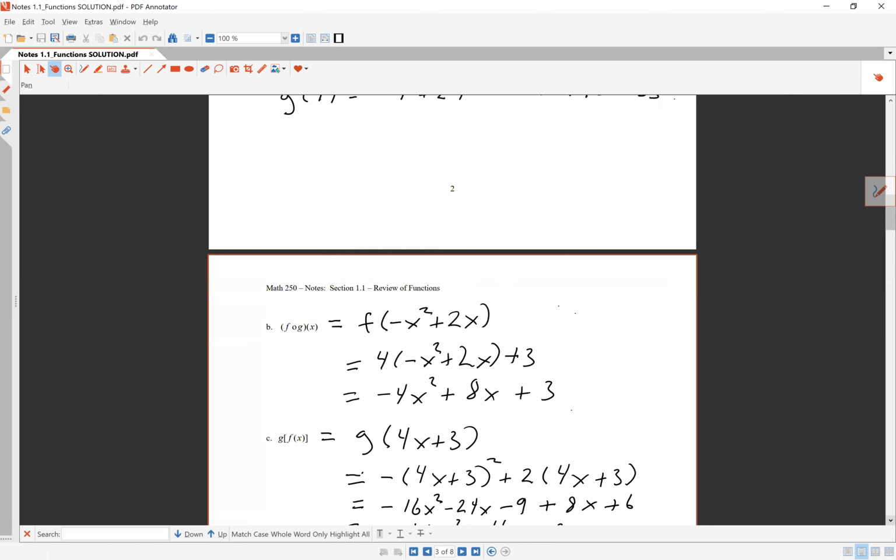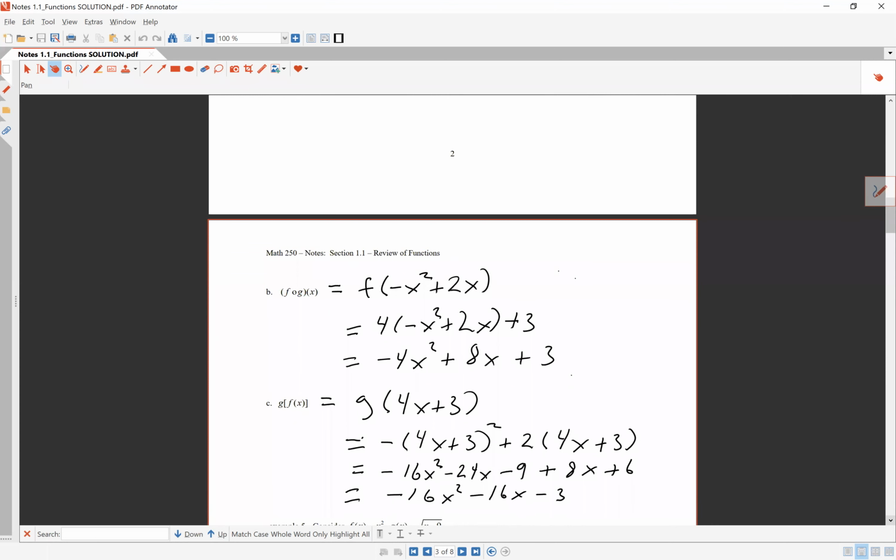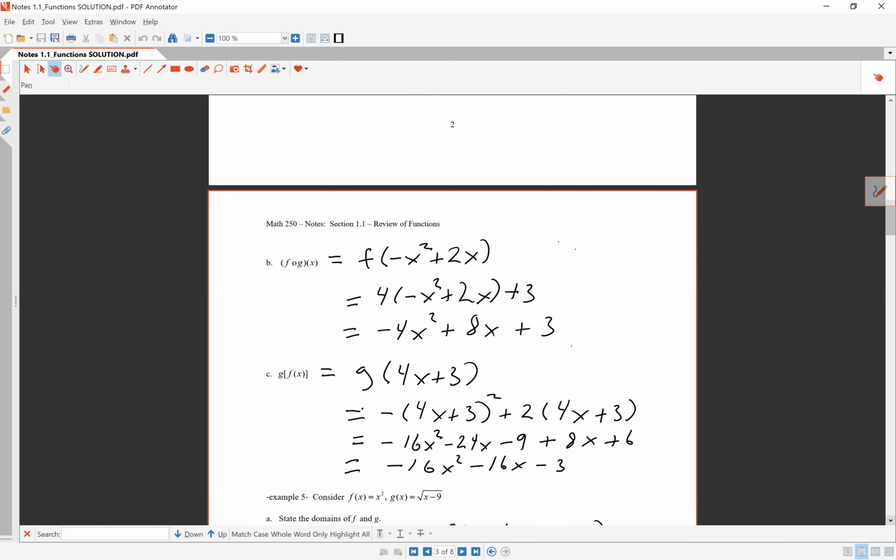And now we want to compute g of f of x. So again, g of x is minus x squared plus 2x. Okay, so wherever you see x, you want to replace it with 4x plus 3. And so it's minus the quantity 4x plus 3 squared, plus 2 times the quantity 4x plus 3. And then the important thing, students, is just simplify. You can't leave it like that. The final answer should be a parabola or a polynomial in standard form.